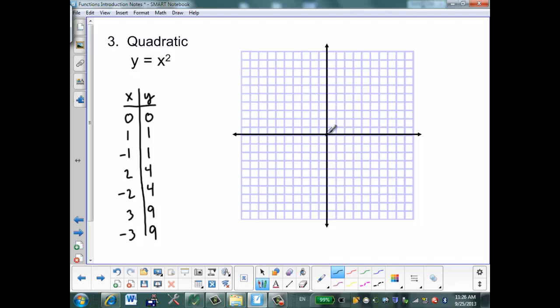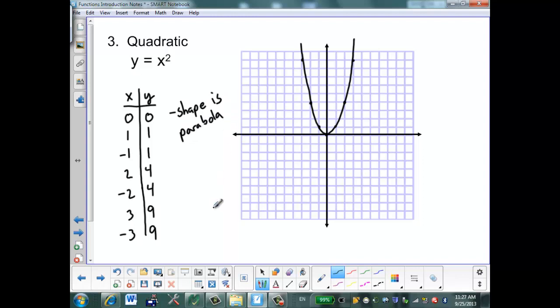So if I graph these points, I get a shape that we call a parabola. And this is a curved shape. We don't have linear graphs for quadratic equations. And to the best of my ability, I draw my curved line going through all of these points. And we call this shape a parabola. So the shape of a quadratic function is a parabola.